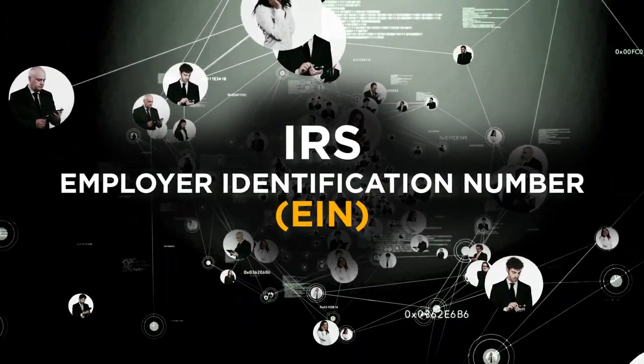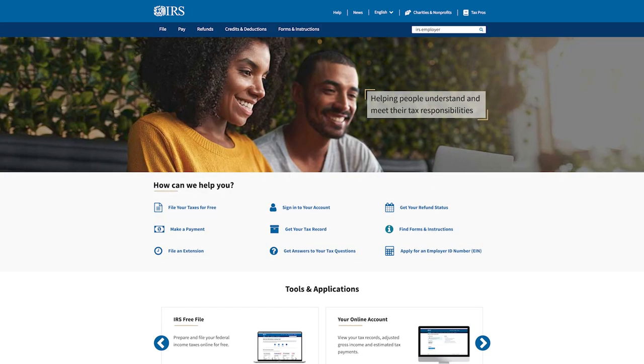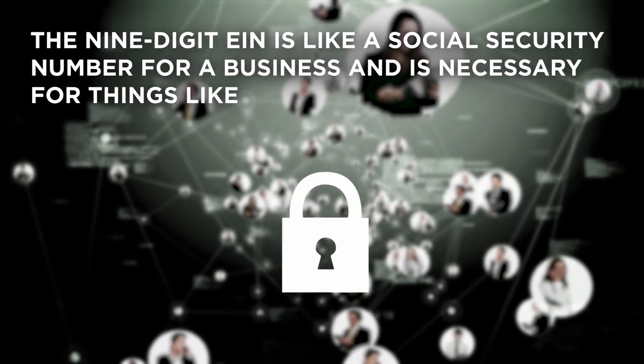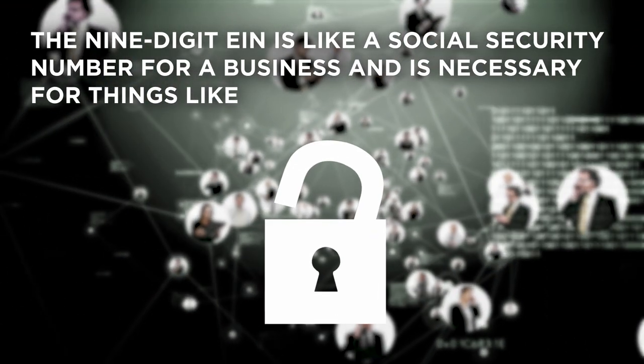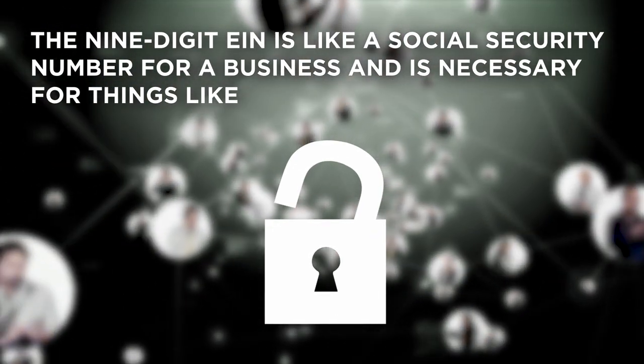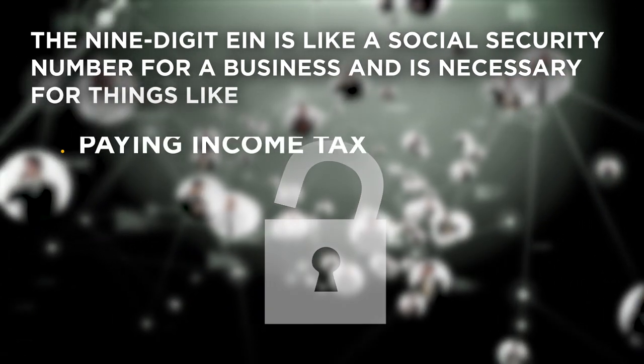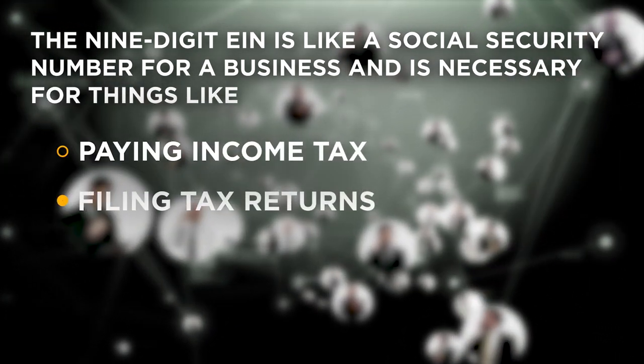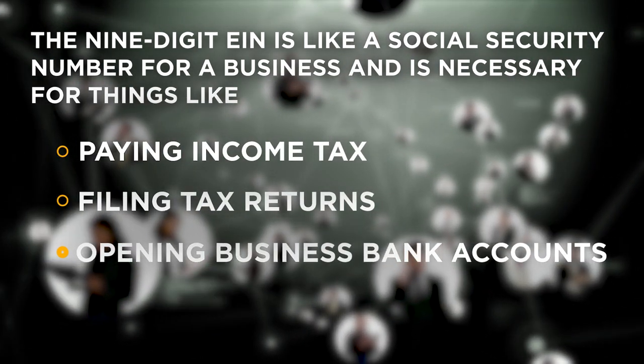Step 5. Get an EIN. Before your company can conduct business, you need to get an IRS Employer Identification Number, EIN, by applying on the IRS website. An EIN is a 9-digit number that functions as a social security number for your business. It's required for various business functions, such as paying income tax, filing tax returns, and opening business bank accounts. You can apply for an EIN on the IRS website.